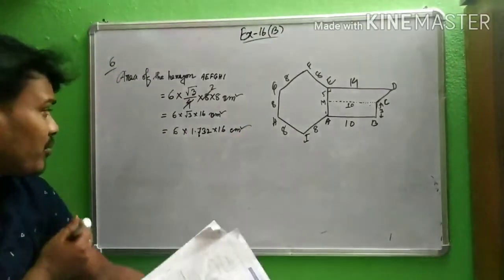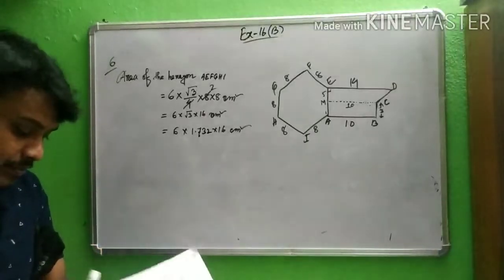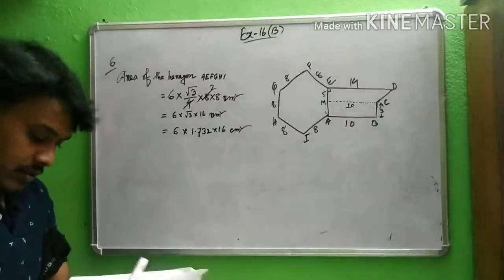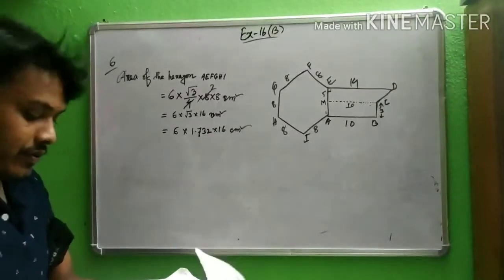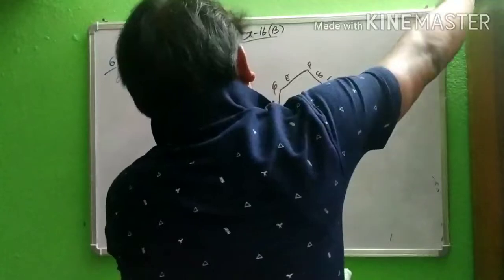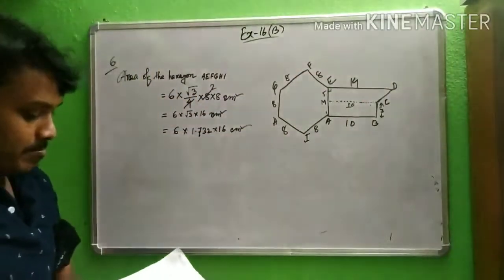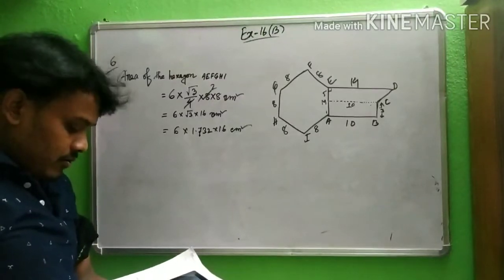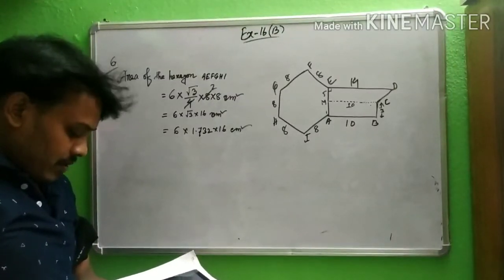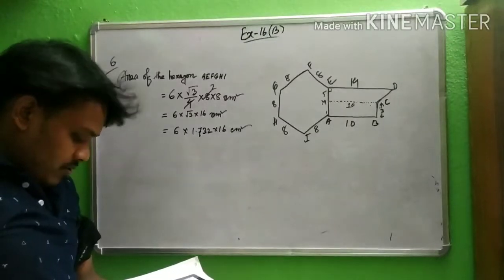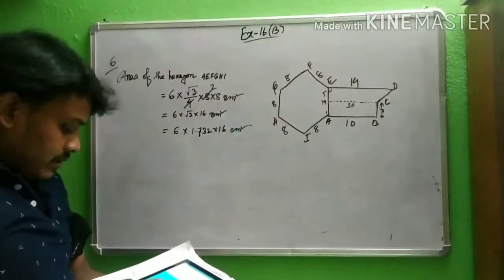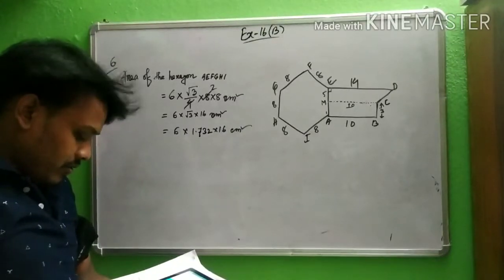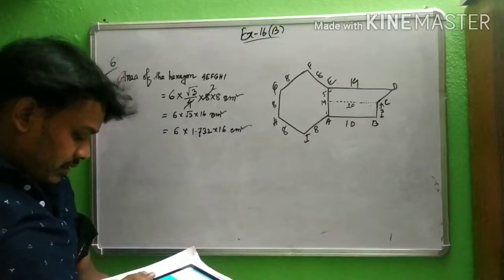In your book, is the value of root 3 given or not? Yes, correct. So what is the value? 6 into 1.732 into 16.